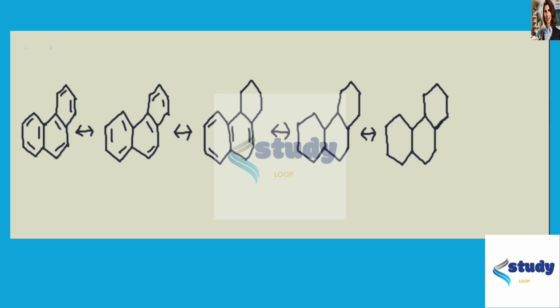Well, that's not right. It's going to look like this. Sorry. Oh, no, I was right the first time. Okay, sorry. Let's try that one more time. So the third one is going to look like this. The fourth resonance structure will look like this. And then the fifth and final resonance structure will look like this.